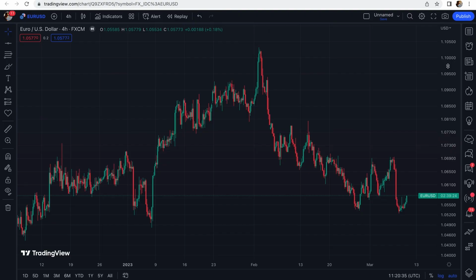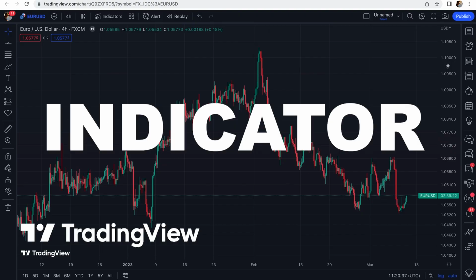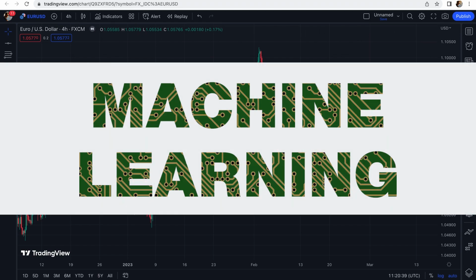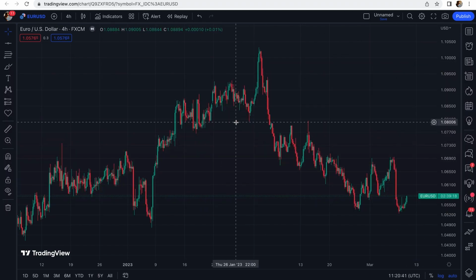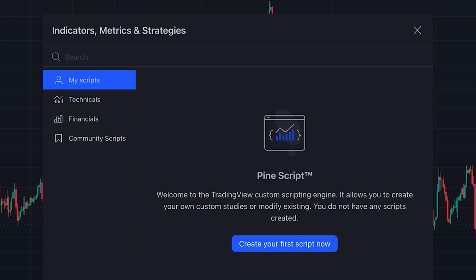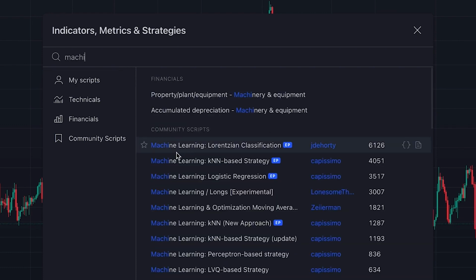In this video, I want to show you a perfect indicator in TradingView that is built based on a machine learning algorithm. To add this amazing indicator to our chart, here we click on indicators and we search machine learning. We add this one, Machine Learning KNN-based strategy, which is an editor's picks indicator, and it's written by someone named Capissimo, if I'm pronouncing the name correctly.